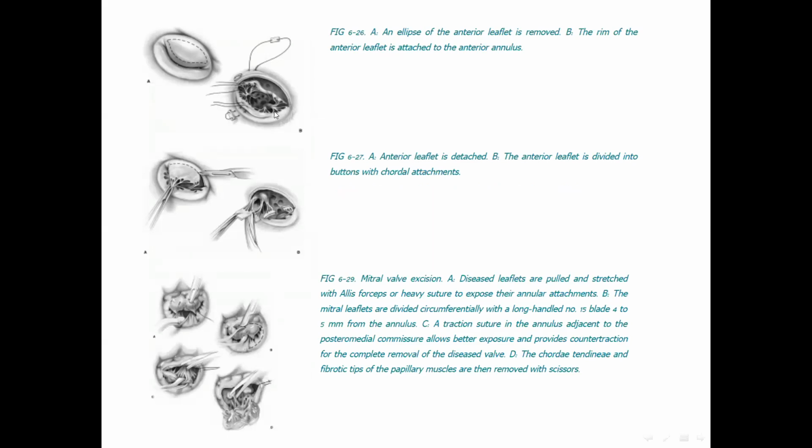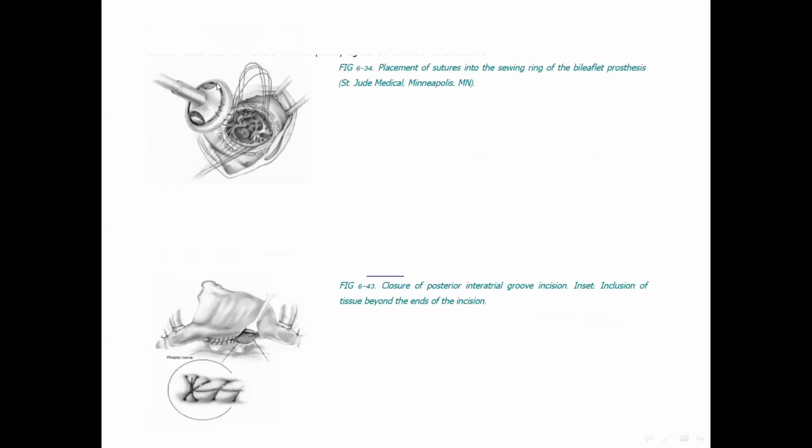Then some surgeons will preserve the anterior leaflet and the chordal attachment that we are seeing here. He's preserving the chordae and the leaflet attachment. Then we will use interrupted mattress sutures with felt pledgets to implant the valve.